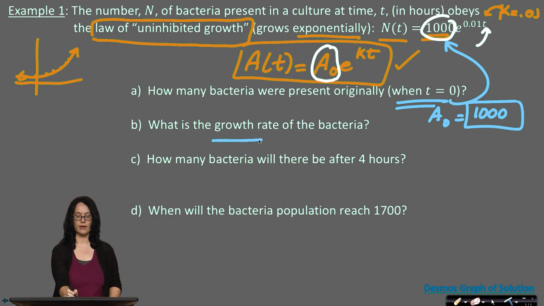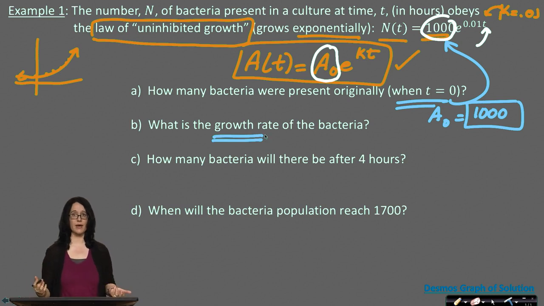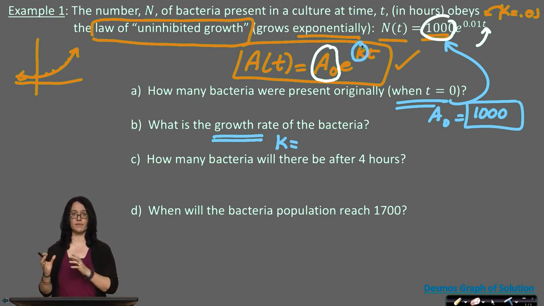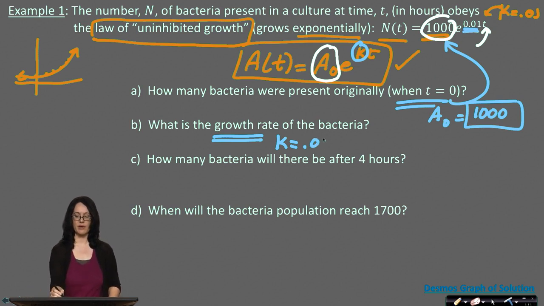What is the growth rate? Well, we know it's not decaying, right? Because this is a law of uninhibited growth. So our k should be positive. And k is represented as the coefficient of t in this model. So it's the number right here, 0.01. But how do we write that as a percentage? Just move that decimal 2 places to the right. So we have a 1% growth rate for this bacteria.